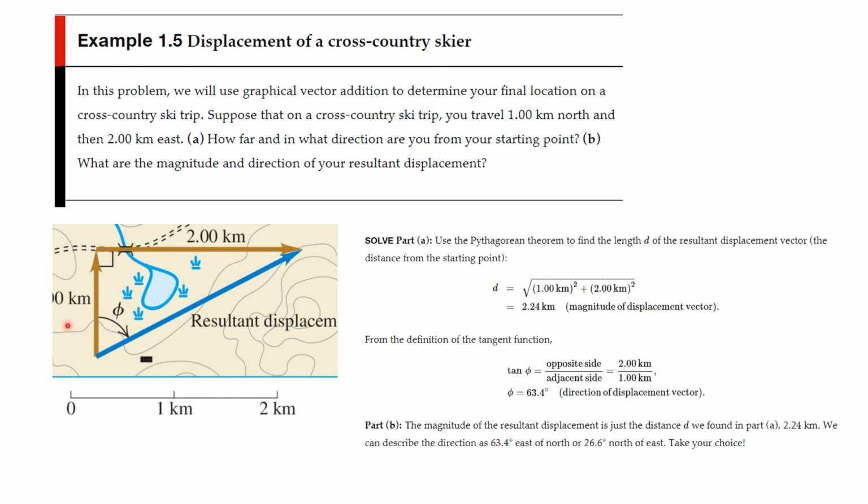Well, this is one side, that's the other side. So I can figure out the third side, the resultant displacement, by the Pythagorean theorem, and it's 2.24 kilometers. But then I can also use the fact that the tangent of theta is 2 over 1, so I can use my inverse tangent to find that theta is 63.4 degrees. So the magnitude is the length of this, which we found was 2.24, and the direction is 63.4 degrees east of north.